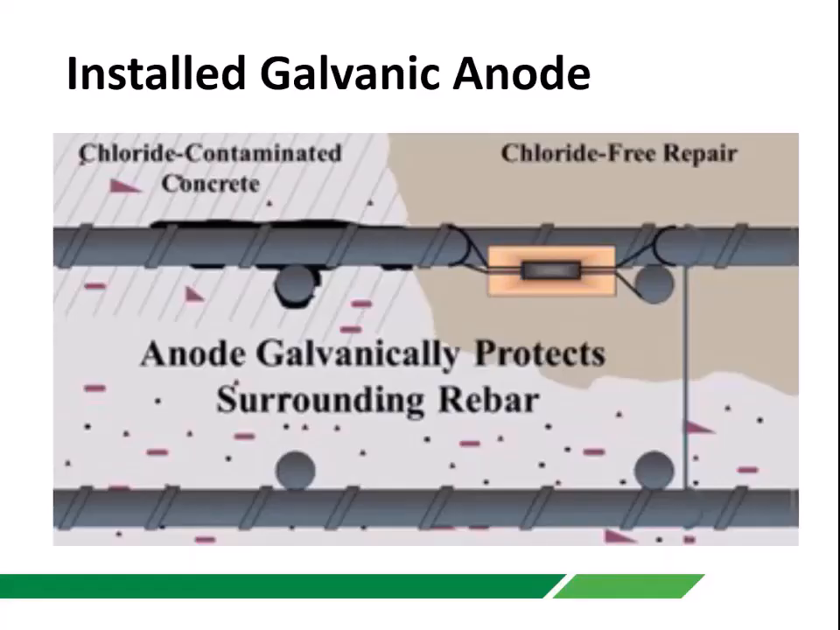And within this local area that's illustrated, it'll be the most negative thing there, so current will flow from the galvanic anode to the steel, not only within the repair, but the adjacent area as well. And so you'll get localized corrosion protection in that sense.